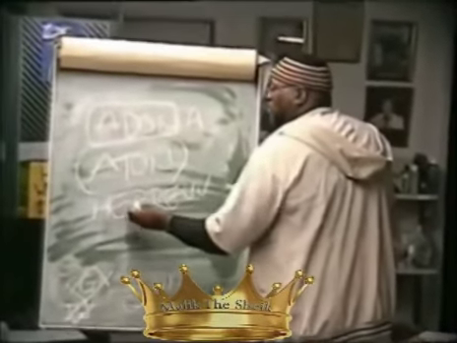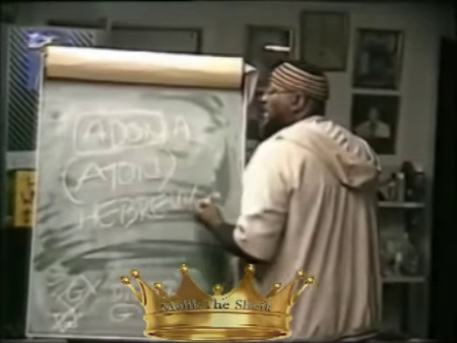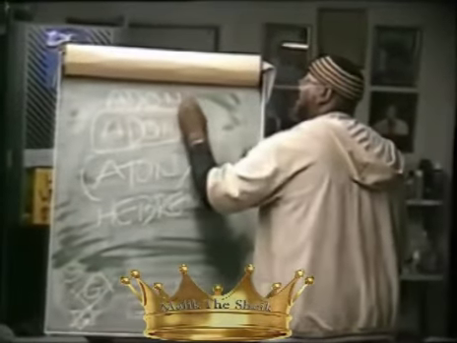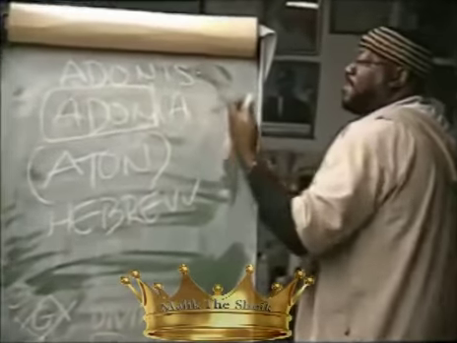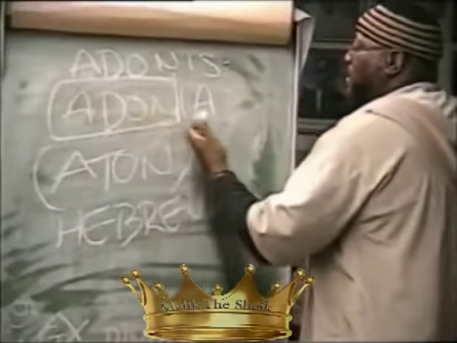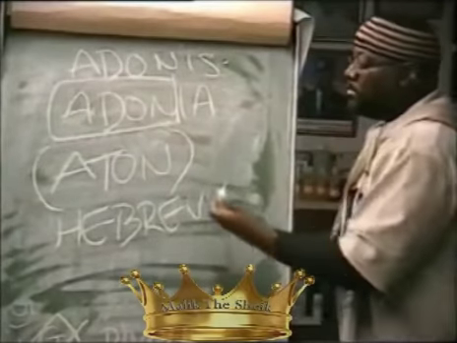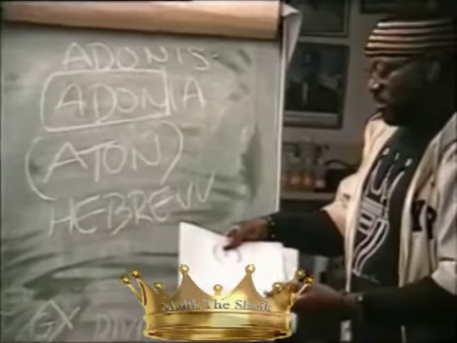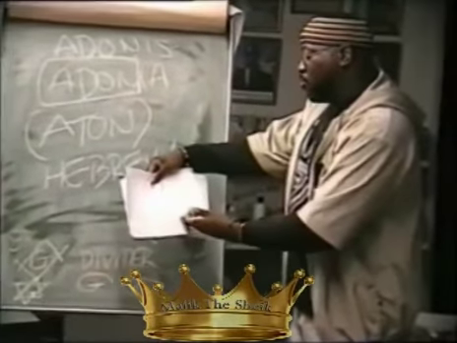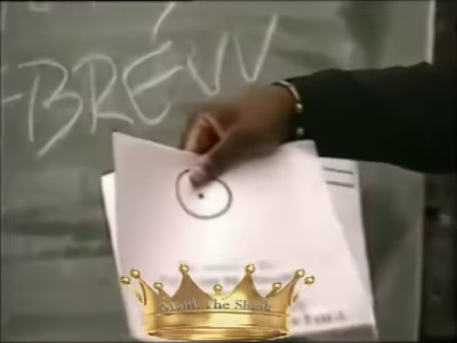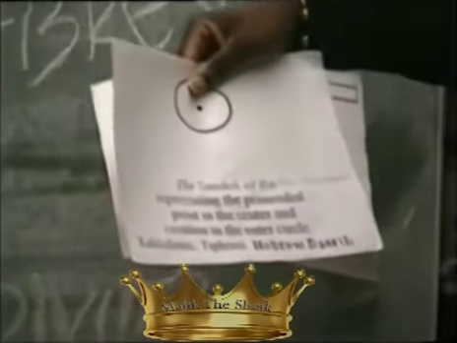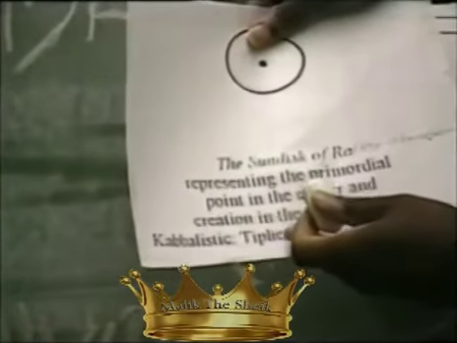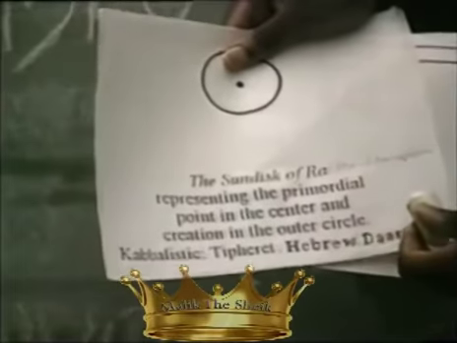Okay? Now, Aten is the same word as Adon. With the Greek word, you will find Adonis. Adonis means master. Adon, or Adonai, means Lord. Aten, as I showed you, is a symbol of Ra once again, and it basically represents the primordial point in the center, which is talking about the black dot, which is talking about your soul, and the creation in the outer center. Kabbalistic, Tefafret, and Hebrew, Darth.